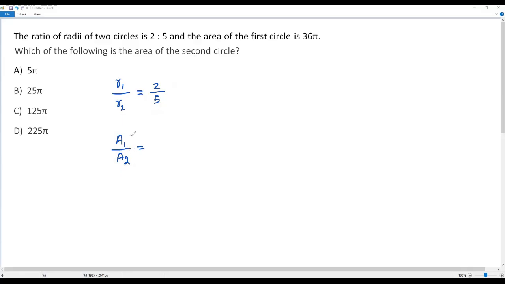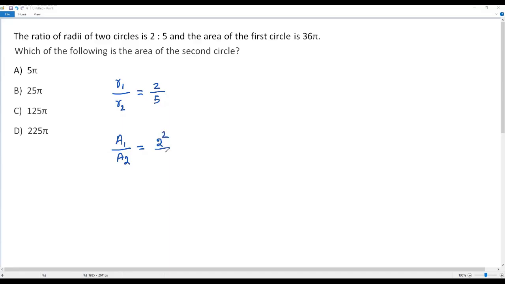How do we get the ratio of the areas of two circles from the ratio of the radii of two circles? We know that the radius of a circle would be in linear units. That is, these two quantities will be in linear units because this is a ratio of radii of two circles. And also we know that area would be in square units. Now to get the ratio of the areas of two circles from the ratio of the radii of two circles, we have to convert these linear units to square units. Now to convert these linear units to square units, we have to square both the numerator and denominator.